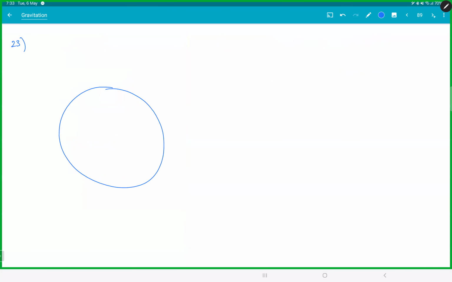So we have a planet here, mass m and radius r. This is A and this is B. Someone projected from here with a speed v, which is root GM by r, the orbital velocity. It goes and lands at point B.